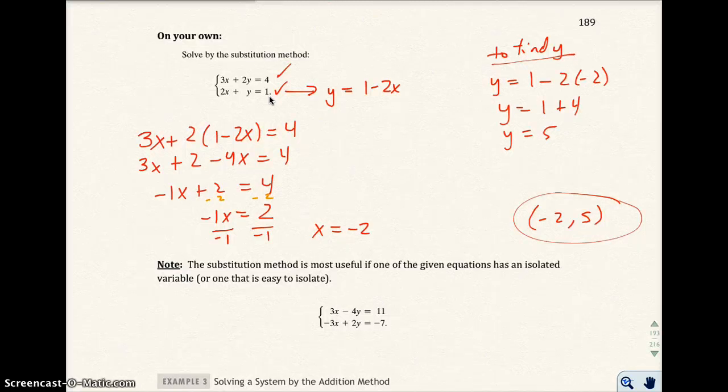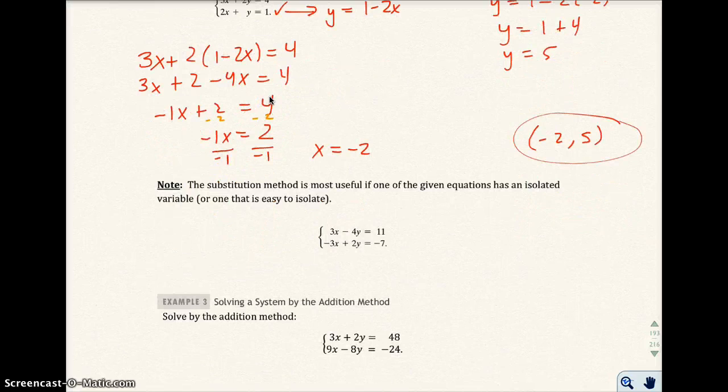So no, the substitution method is most useful if one of the equations has an isolated variable or one that's easy to isolate. Look at this problem right here. You notice that I'm not getting x alone, or this y alone. If you try to get any of those alone, you're going to end up with fractions. And if that happens, the substitution method is probably not the method that you want to use.